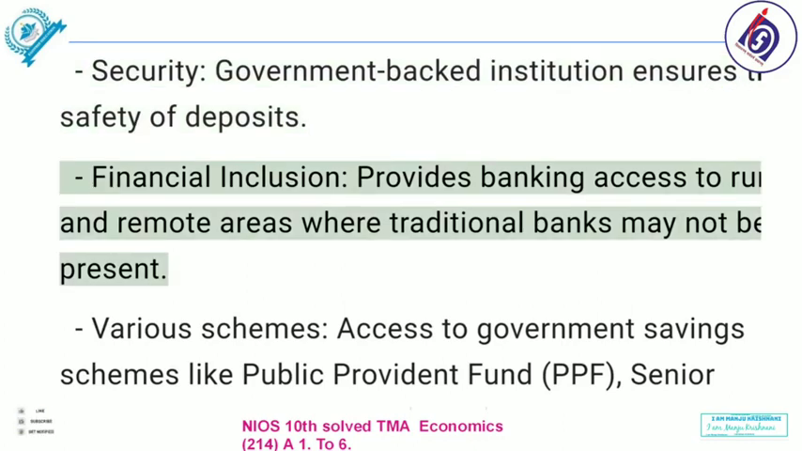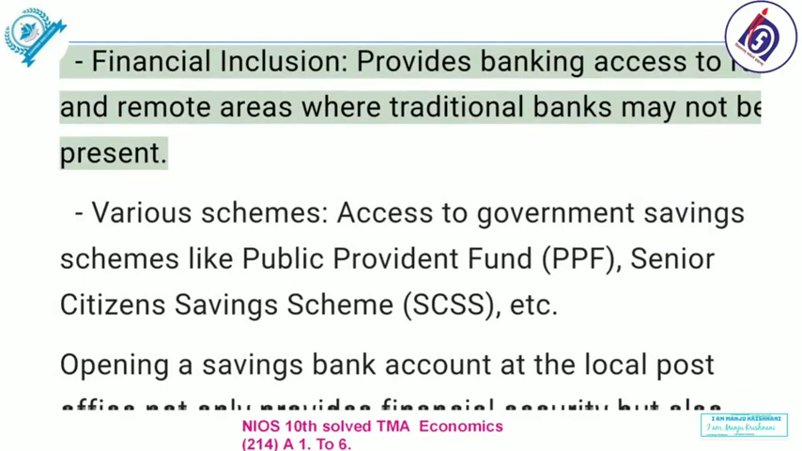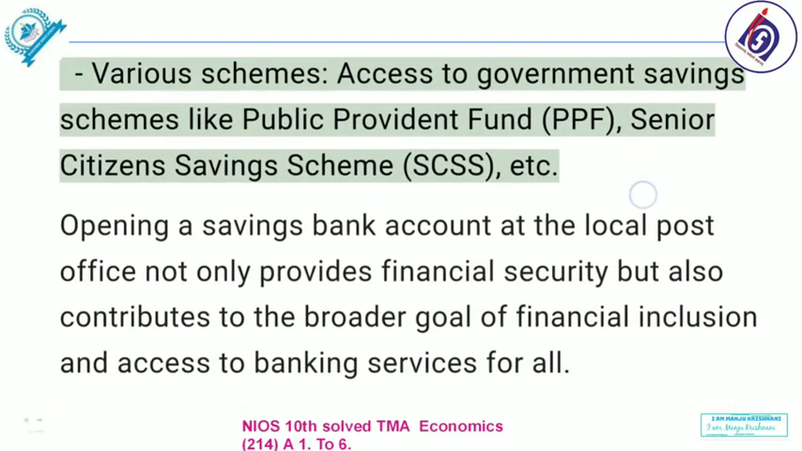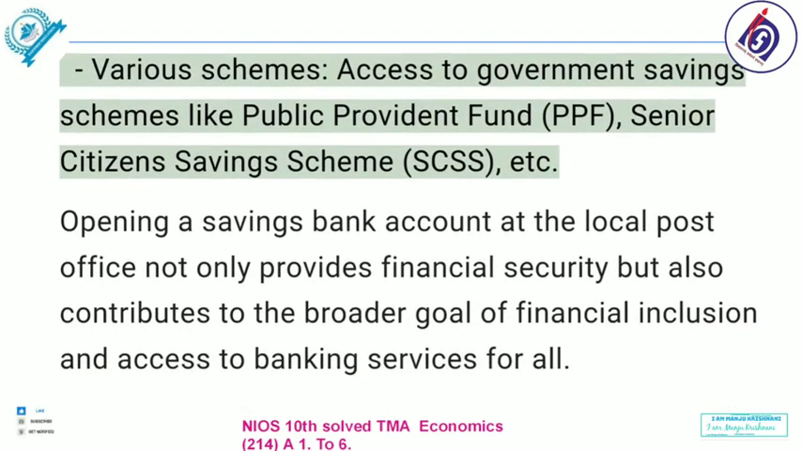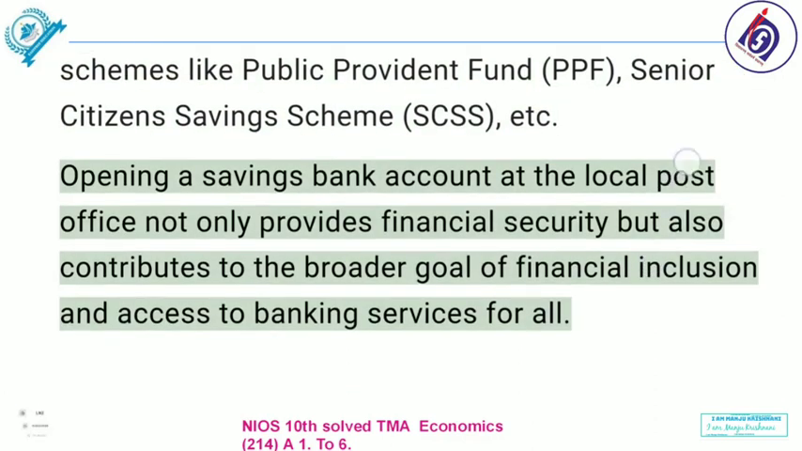Financial inclusion. Provides banking access to rural and remote areas where traditional banks may not be present. Various schemes. Access to government savings schemes like Public Provident Fund, Senior Citizen Savings Scheme, etc. Opening a savings bank account at the local post office not only provides financial security but also contributes to the broader goal of financial inclusion and access to banking services for all.